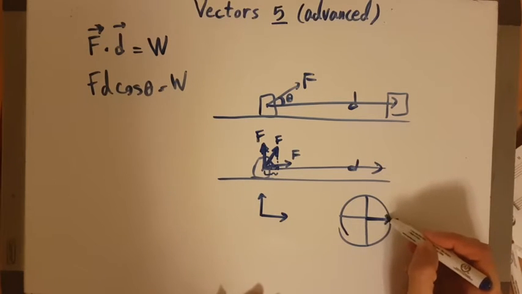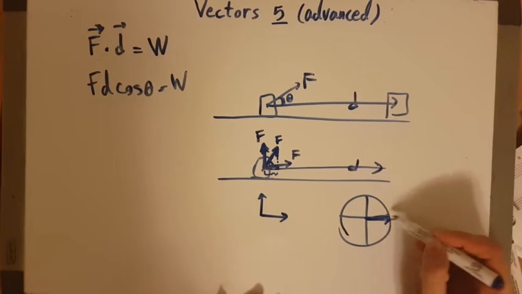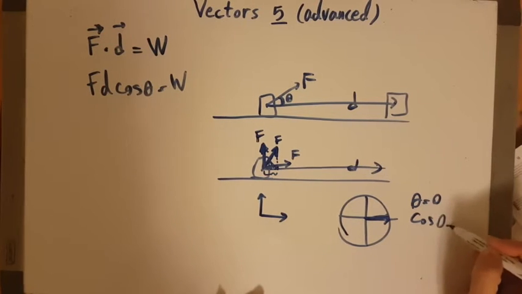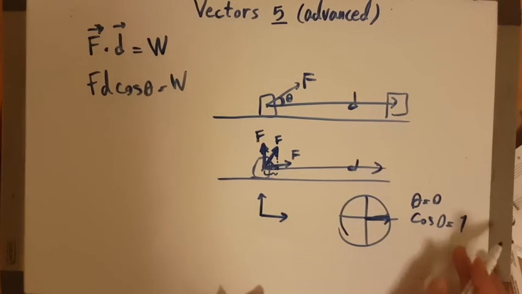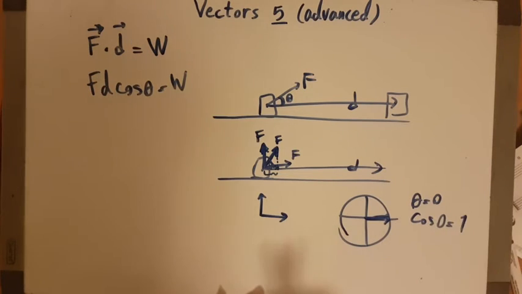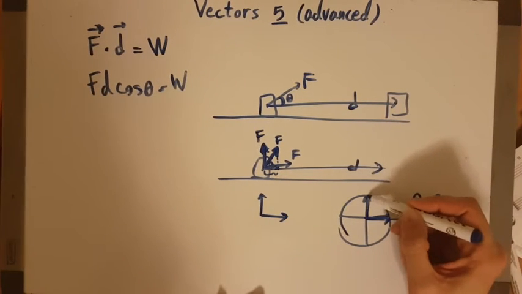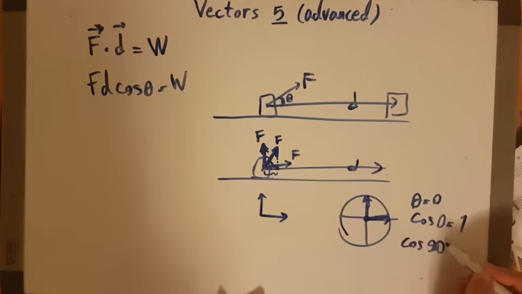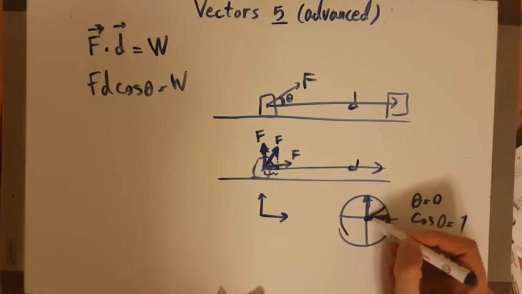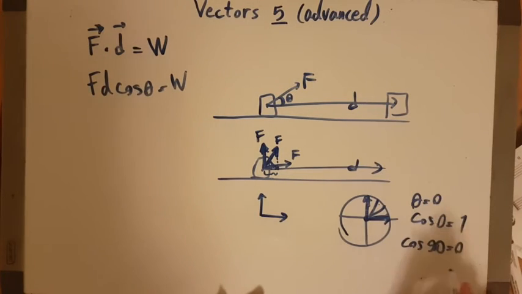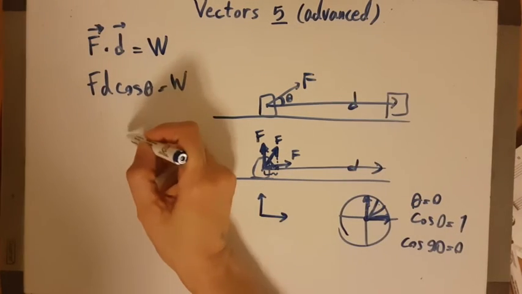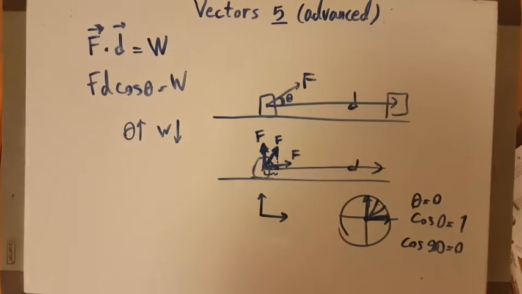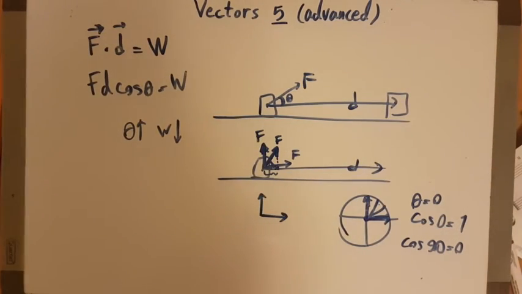And here, as you can see, theta equals 0 has the greatest cosine. The cosine of 0 is 1, which is the maximum possible for cosine. And 90 has the smallest cosine because the cosine of 90 is 0. In between, as theta gets bigger, the cosine gets smaller. So as theta gets bigger, the work gets smaller. So all of these things make sense, and now we can see that.